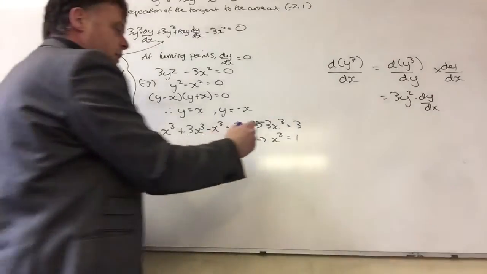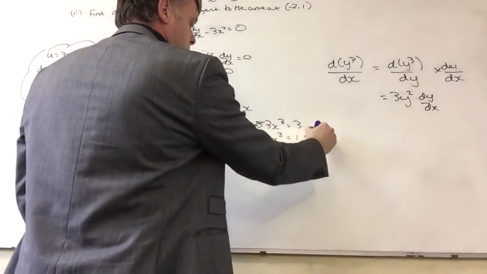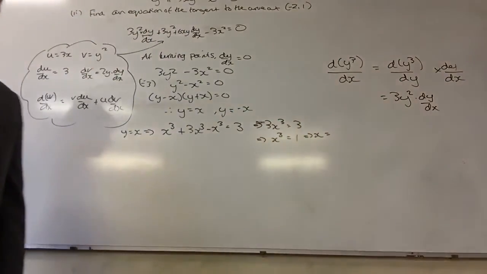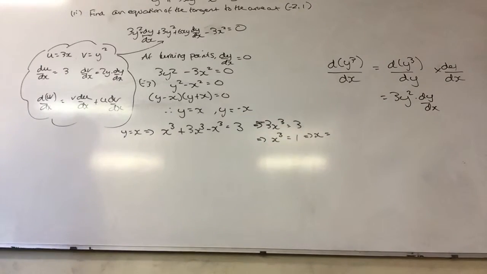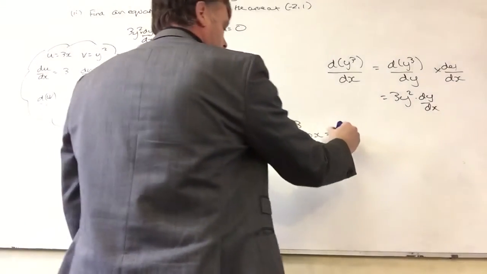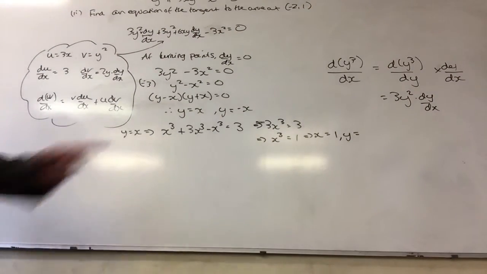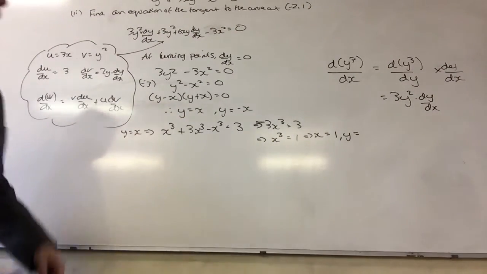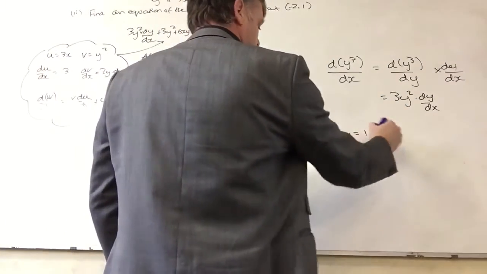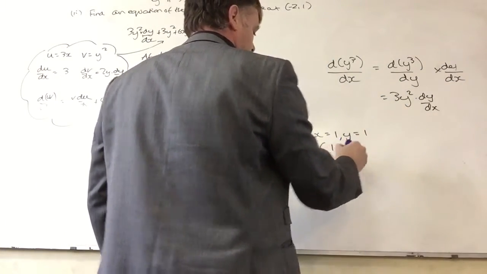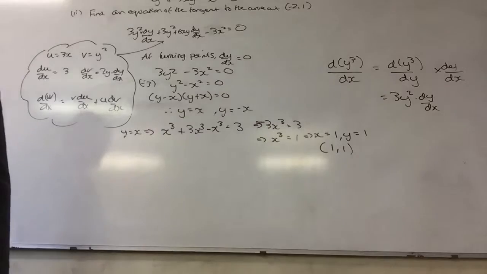Right. So x cubed is equal to 1. So therefore, what's x equal to? If x cubed is 1, x is 1. And if x is 1, what's the value of y? 1, because we said that y was equal to x to start off with. So there's one coordinate, one turning point. It's at (1, 1). Okay?